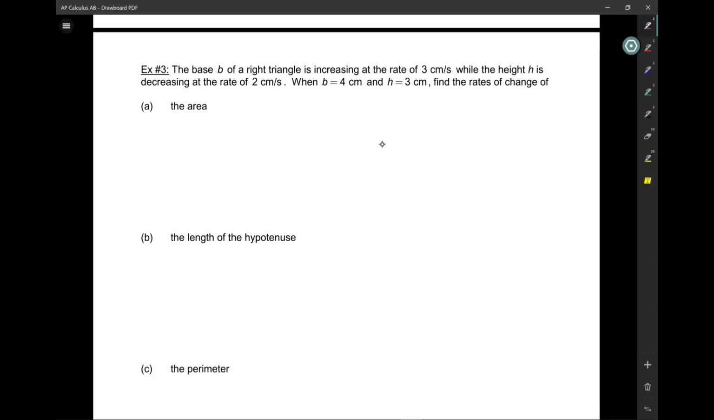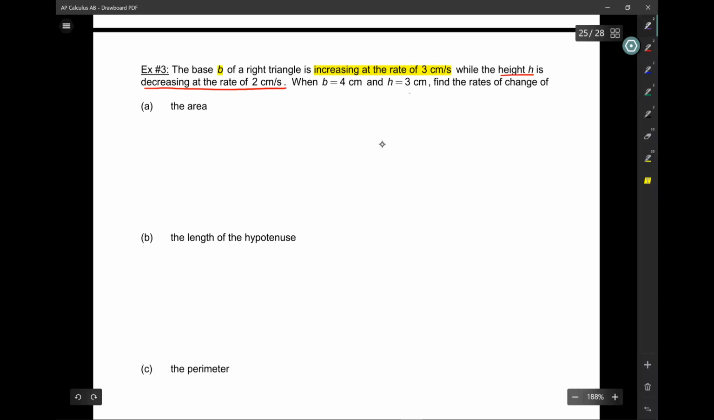The base b of a right triangle is increasing at a rate of 3 centimeters per second, while the height h is decreasing at a rate of 2 centimeters per second. When b is 4 and h is 3, find the rates of change of the area, the length of the hypotenuse, and the perimeter. Okay, fine.